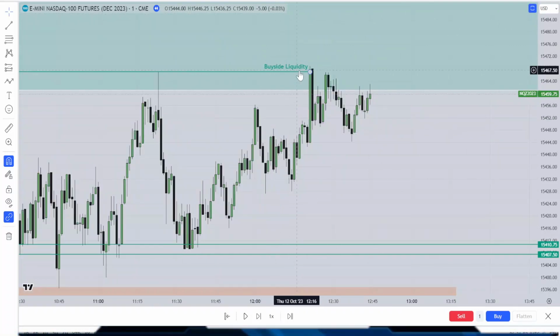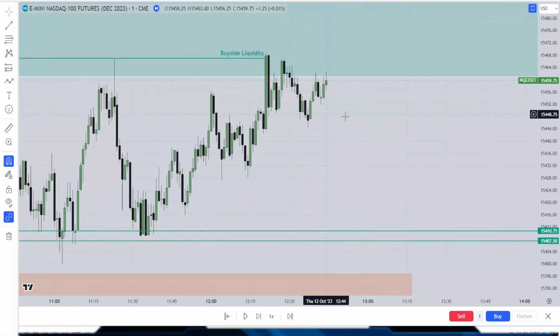Okay, so it has cleared the buy side liquidity and price is just over here, and we are just before the new work PM session. I'm using the replay mode, and let's see what happened.